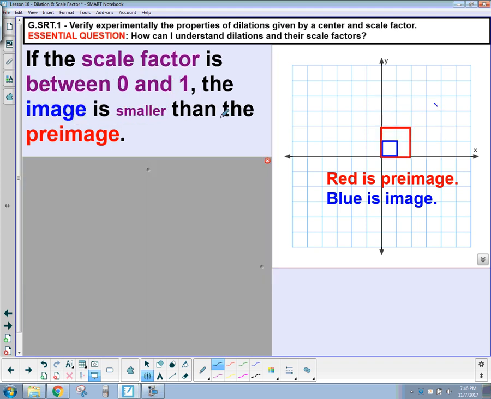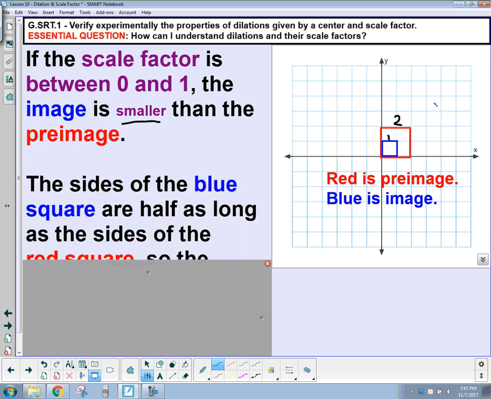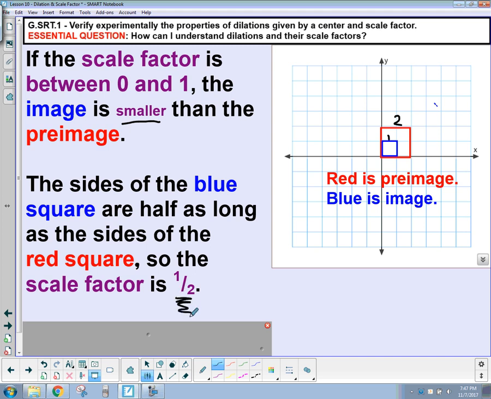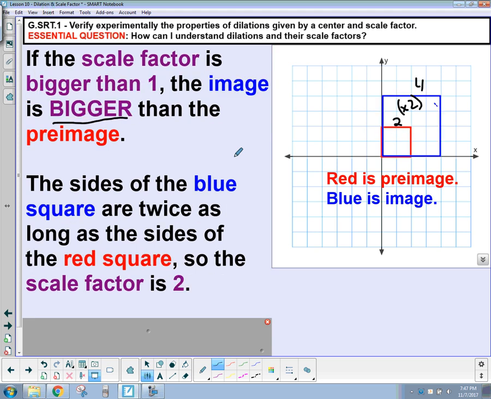If the scale factor is between 0 and 1, notice no negatives, so it's either going to be 0 to 1 or anything greater than 1, and obviously that means 1 doesn't change anything. The image is smaller than the preimage, so this time red is our preimage, blue is our image. So this is going to be 2 and 1. So we went from 2 to 1. That means we took half of it. That's right. Okay? So it's going to matter. Less than 1 gets smaller. Greater than 1 gets bigger. Okay?